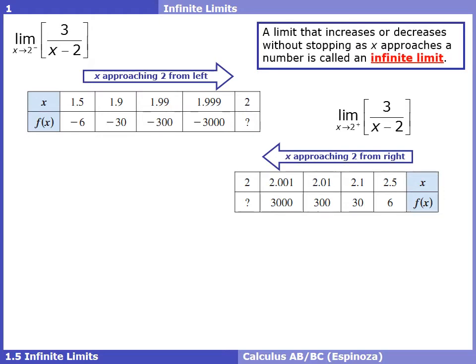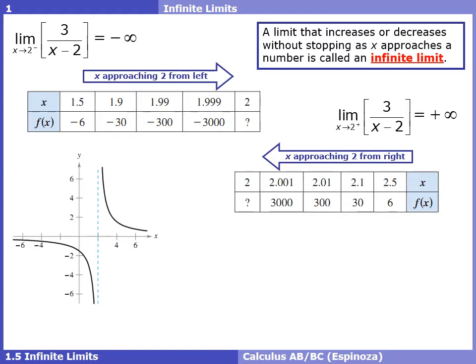So if we notice a limit that increases or decreases without stopping, or in other words, it's not approaching a specific value, then we can call that an infinite limit. So in this particular case, we can label each of these appropriately. The left limit is going to negative infinity, since those numbers are getting very small, and then the right limit is going to positive infinity, since those numbers are getting very big.